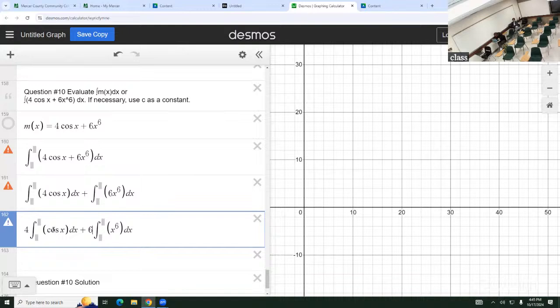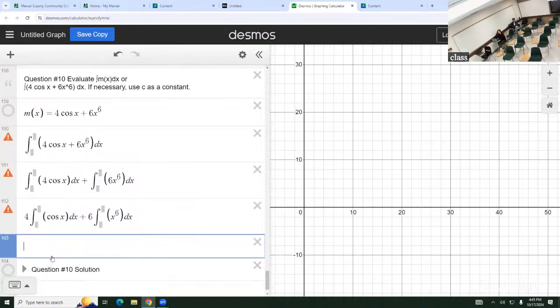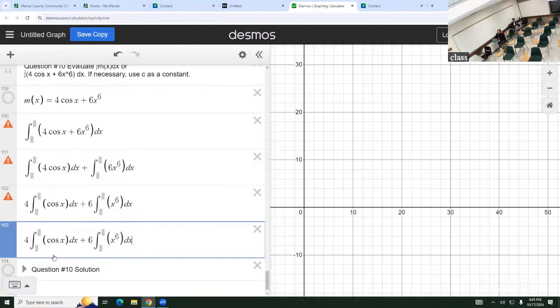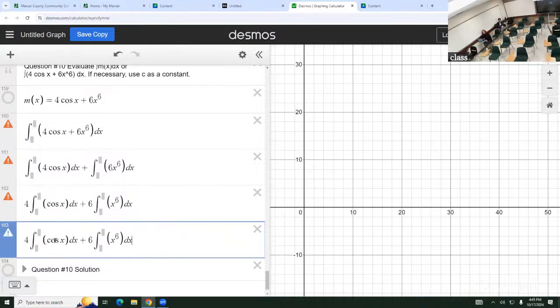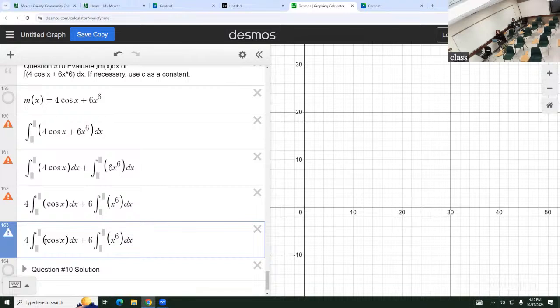Okay, now, what's the antiderivative of cosine? I already asked you what that was. Is it negative sine? No, I think it's just sine. If the derivative of cosine is minus sine, I think this is just sine.